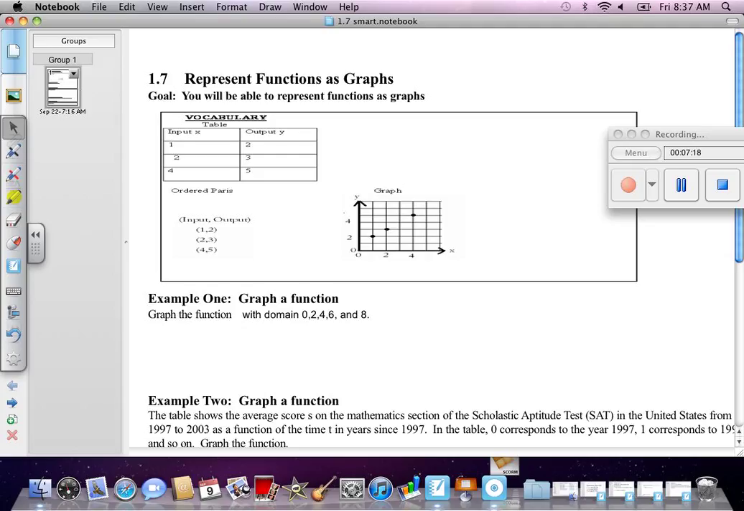Example 3 and example 4, I want you to look over this weekend, but I believe you can do all of the homework that's on the board.